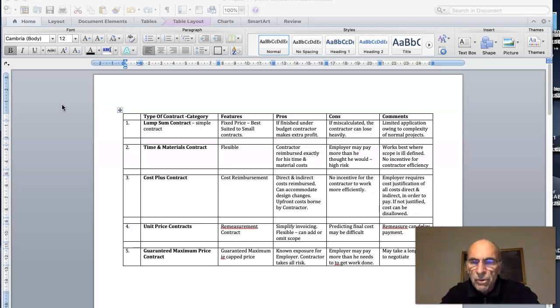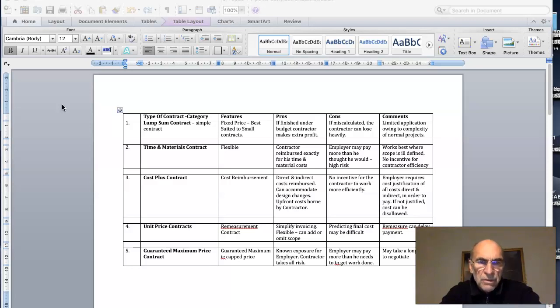So the employer usually requires cost justification of all the costs, direct and indirect, in order to pay. If not justified, then the cost can be disallowed. So the employer would normally engage a quantity surveyor to act on his behalf and ensure that all the costs being submitted were legitimate and that the contractor wasn't trying to pass off some costs which should be perhaps part of his overheads as a direct cost to the contract.